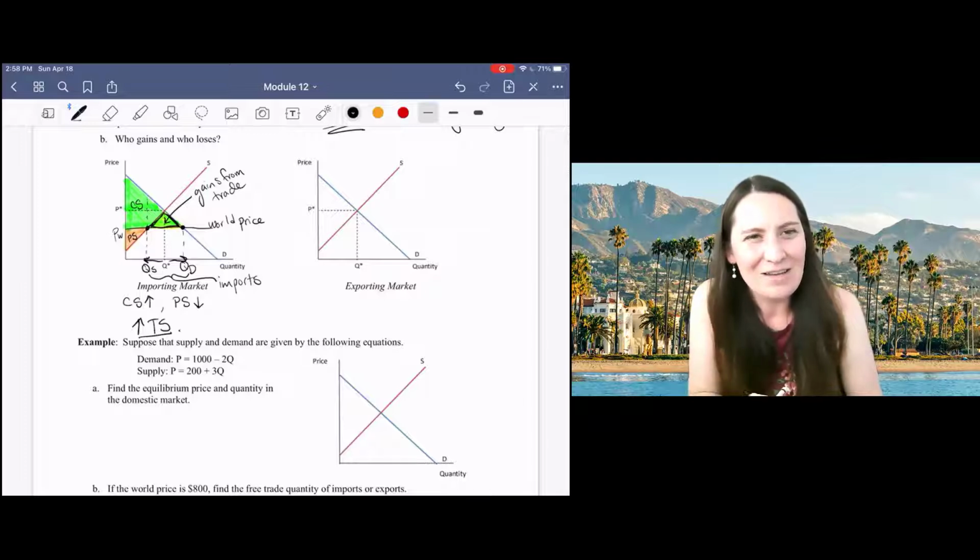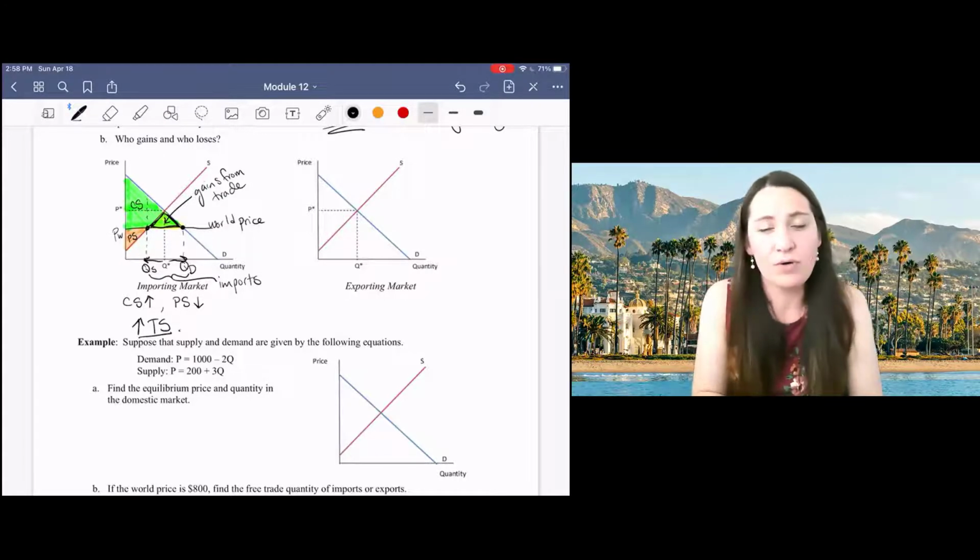Note that that increase in surplus accrues entirely to the consumers in importing markets, and the producers in these markets are still worse off than if the country were closed to trade.